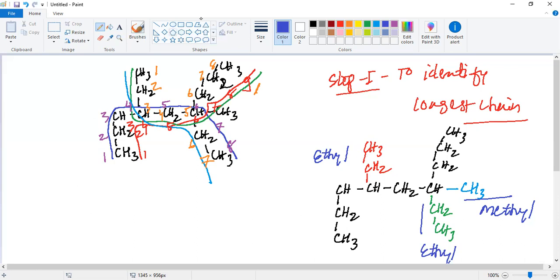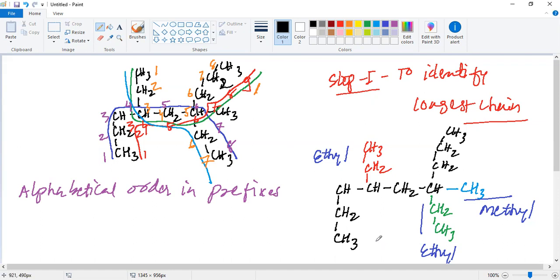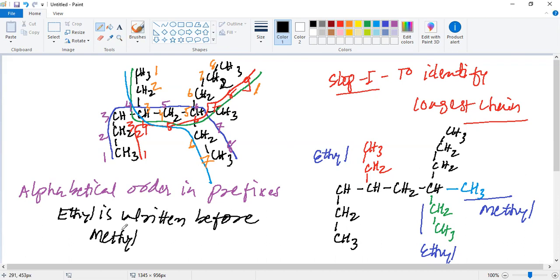Now if you look into the alphabetical order in prefixes, you will realize that, in alphabetical order, ethyl comes before methyl. So ethyl is written before methyl. This is the first rule that we come to know.